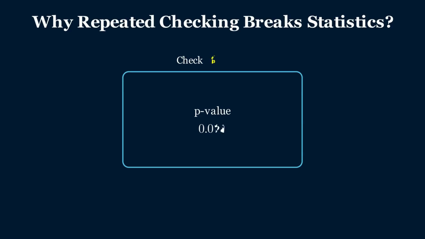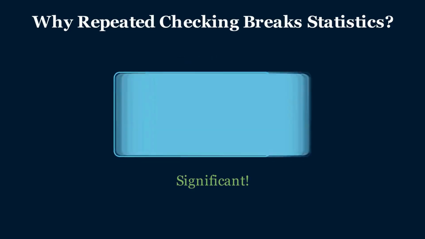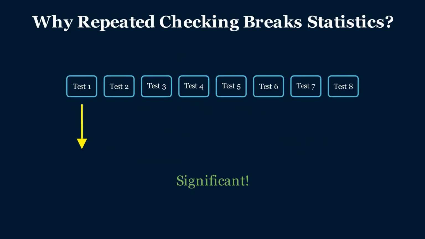Peeking works exactly the same way. Every time you check your experiment, you perform another statistical test. And every new test gives randomness another opportunity to produce a statistically significant result, even if no real effect exists.